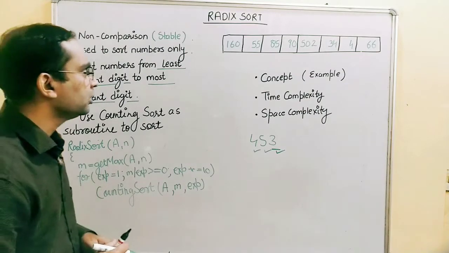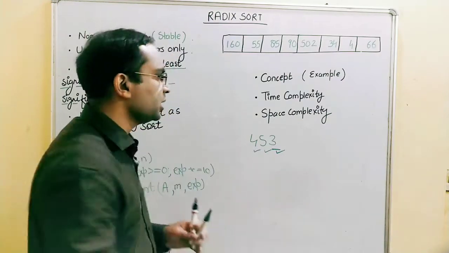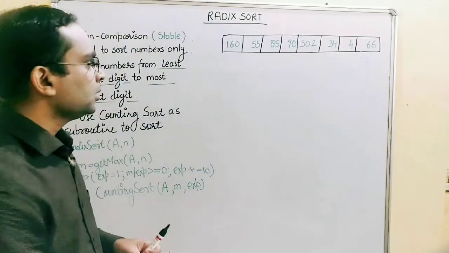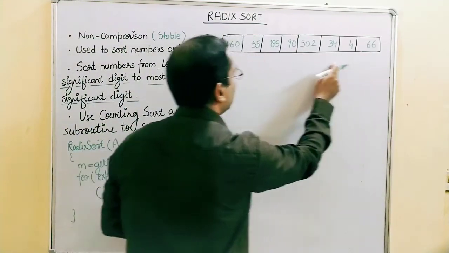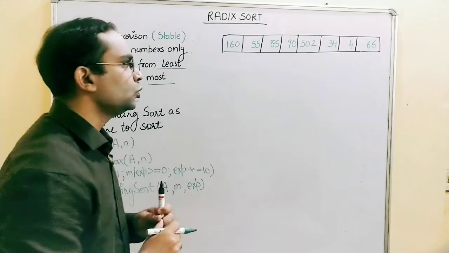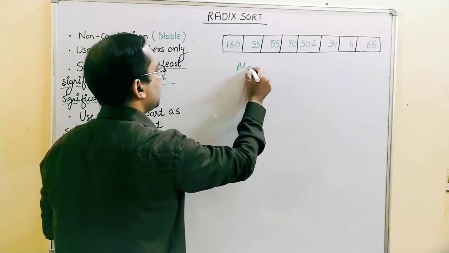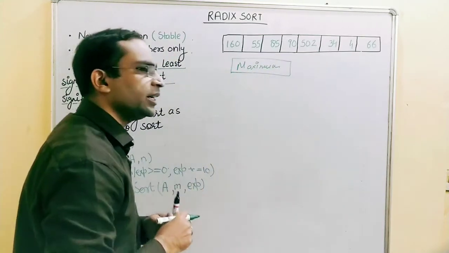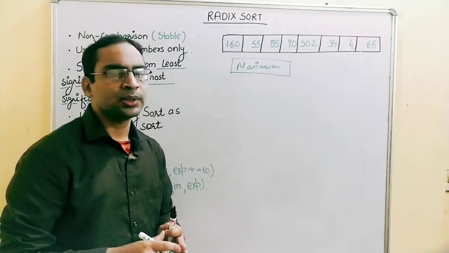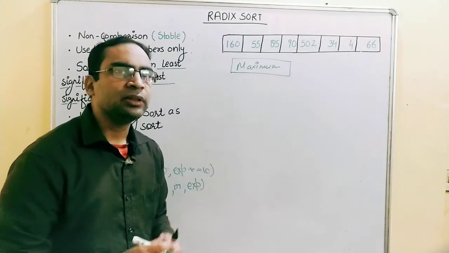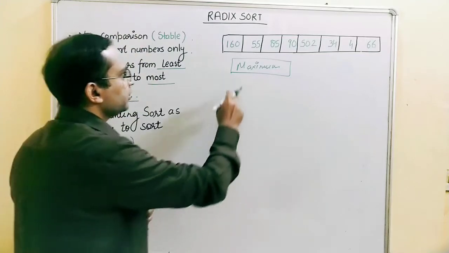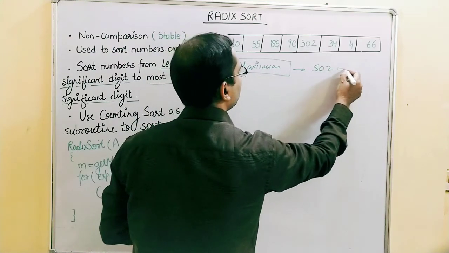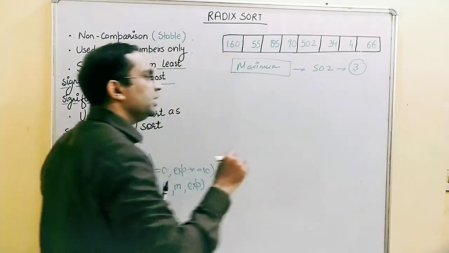Before we talk about the algorithm, let's see how Radix sorting is done with the help of an example. So this is an array with all numbers. The first step is to find the maximum number from the array, so as to identify the number of digits, or the number of passes, we will require. You can see here the maximum number is 502, which contains 3 digits. So it's a 3-digit number.